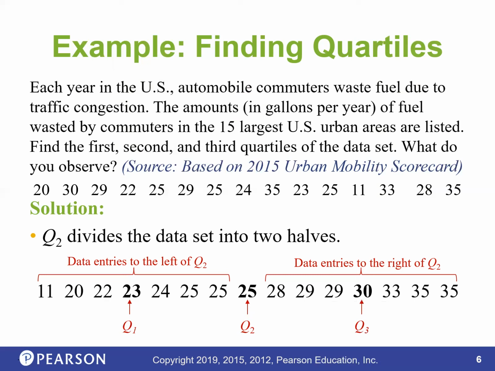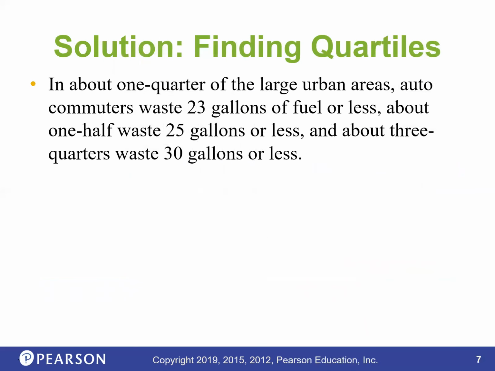Okay, now the question is this: what do we know? From the definition of Q1, what do we know? The amount of gallons per year of fuel wasted by commuters, a quarter or less, is 23 gallons, or we just wrote it out here. So about 1/4 of large urban cities' auto commuters waste 23 gallons of fuel or less.